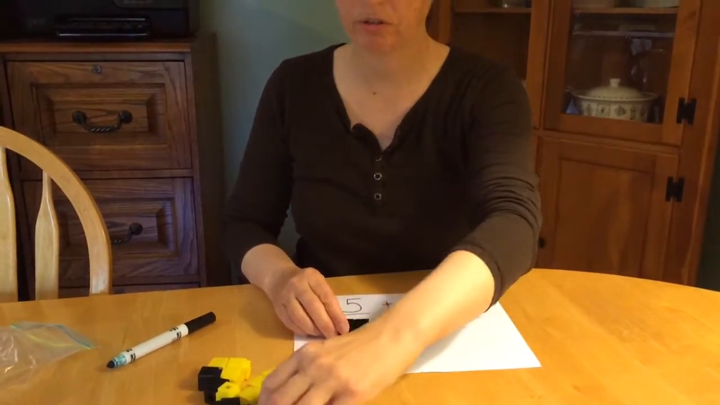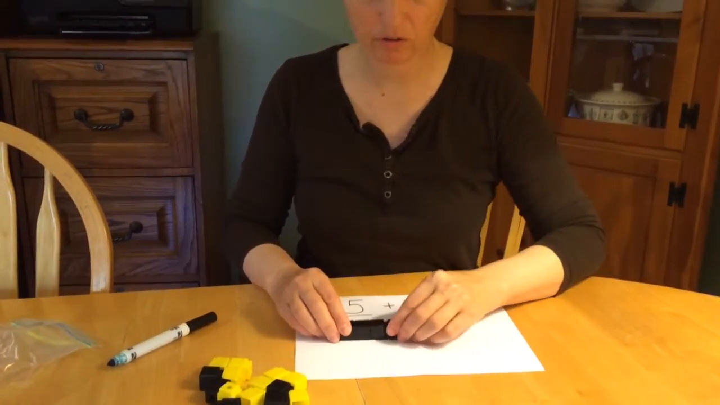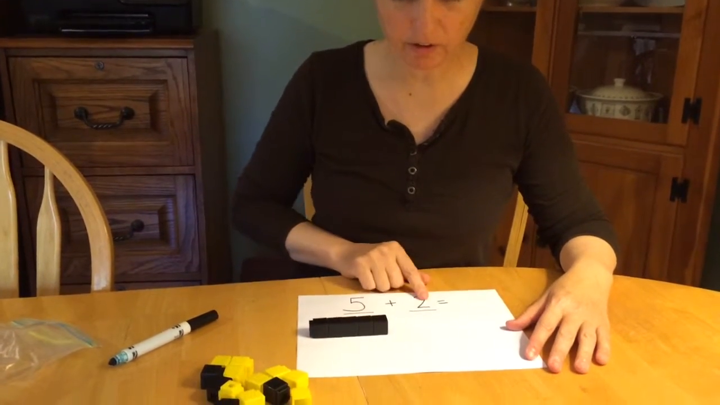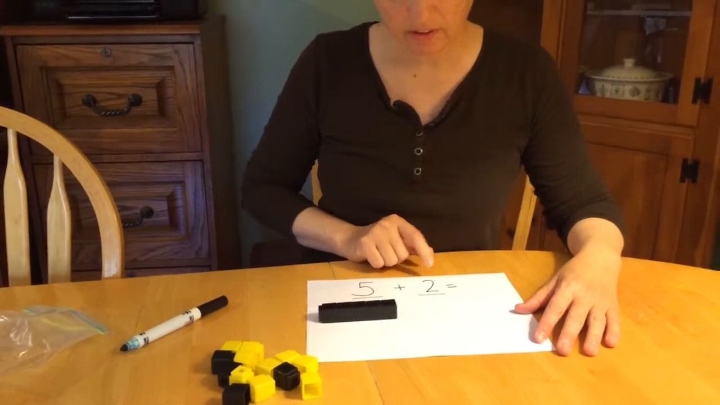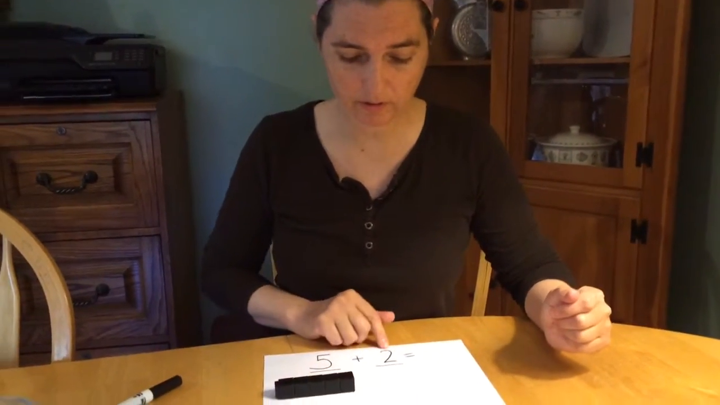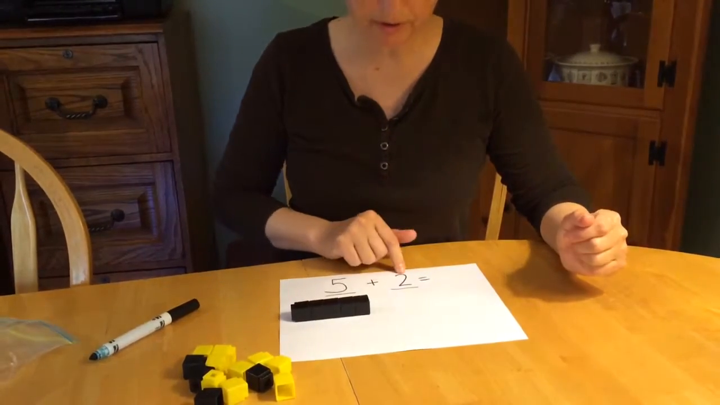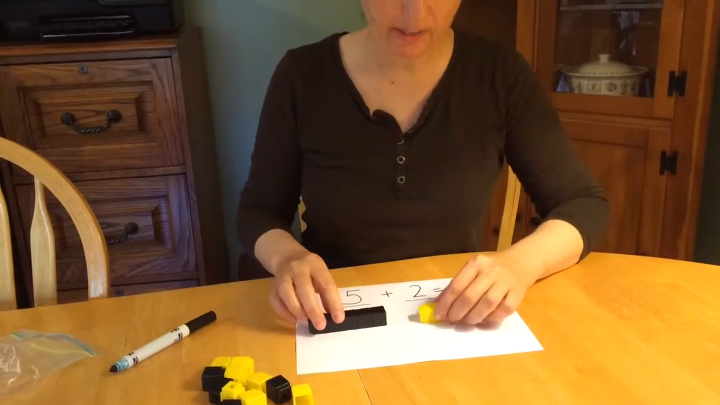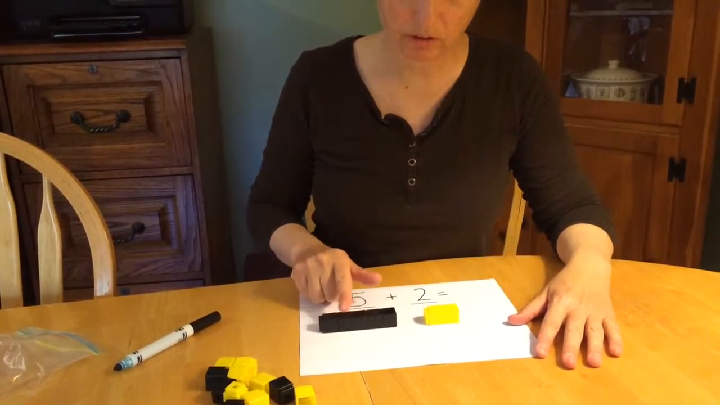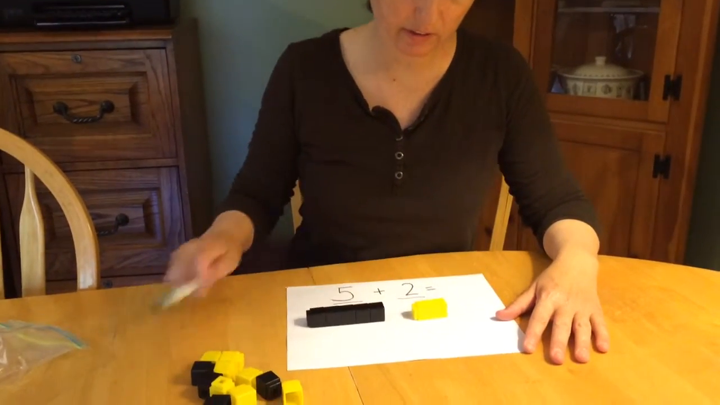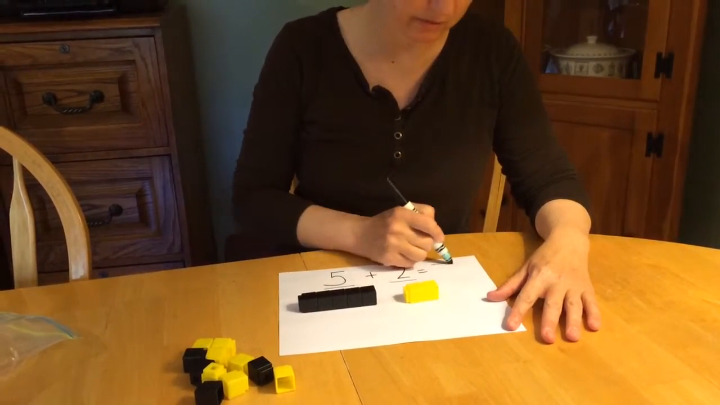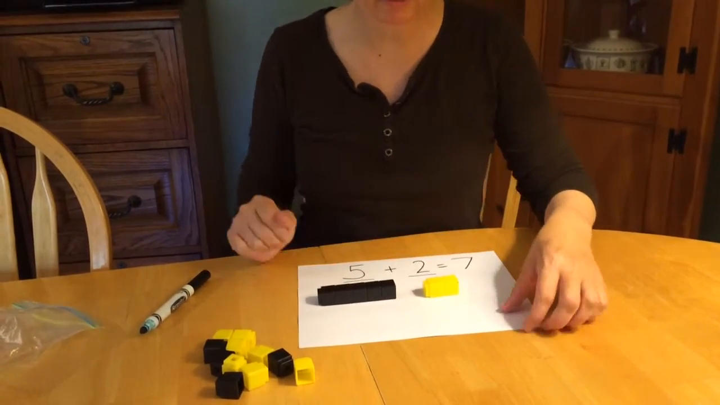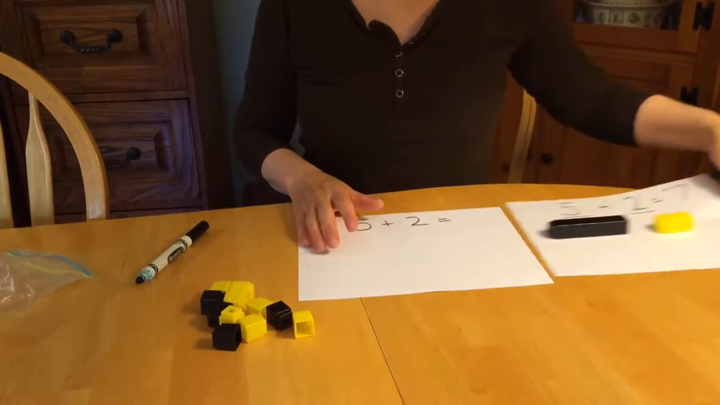1, 2, 3, 4, 5. And then we always go to the next color for the second number. It just makes it more visual, more easy for the children to understand. So 5 black plus 2 yellow. 1, 2. And then we tell them to count them all together. 1, 2, 3, 4, 5, 6, 7. 5 plus 2 equals 7. So we're still using the language plus for the plus sign, equals, and writing the number. That's one way that we teach your children to add.